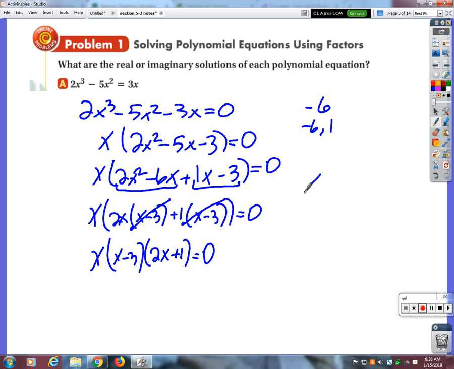So that tells us that there are 3 answers because there are 3 pieces. What makes this equal to 0? 0. What makes this equal to 0? 3, and then this is the tricky one. What makes that equal to 0? Negative 1/2. Some of you said 1/2, some of you said 0.5, but it has to be negative 1/2. Okay?